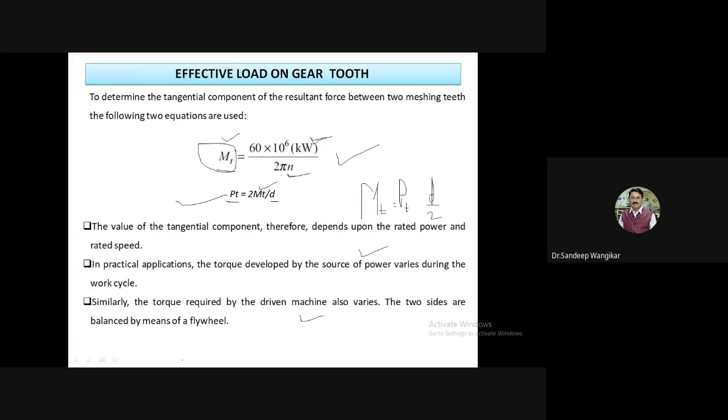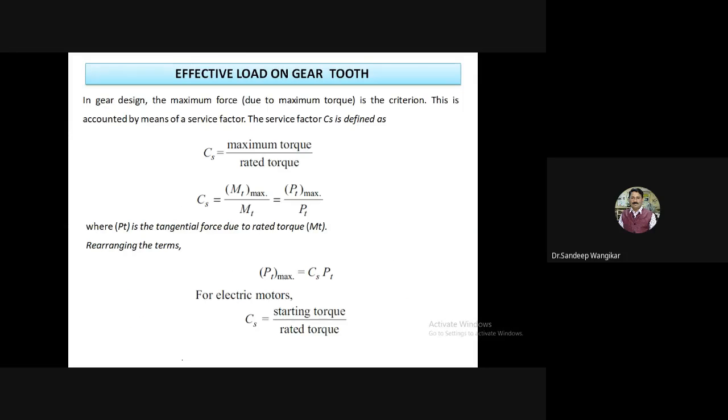So the driving torque is varying, the driven torque is also varying, and these are adjusted by means of a flywheel. In gear design, the maximum force due to maximum torque is the criterion. We have to always take into account the maximum torque and the maximum force. If I say maximum torque, it will be MT max, and if I calculate PT based on it, it will be PT max. This should be the criterion.